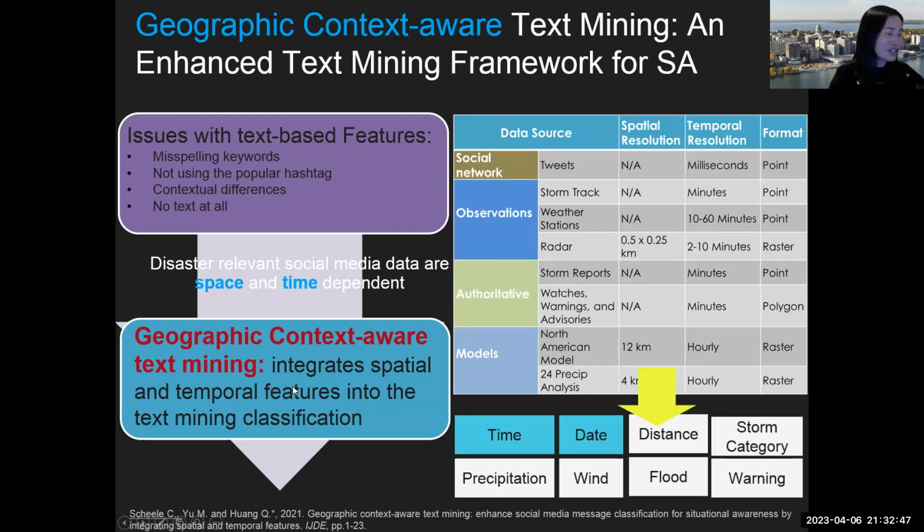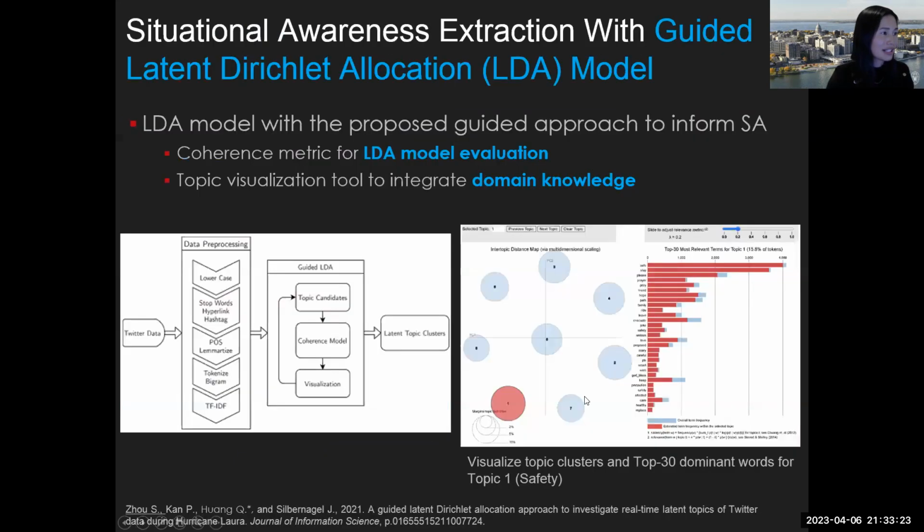to integrate spatial temporal features into the text mining classification process. Those features can be derived from a variety of data sources: the social media platform itself, physical remote sensing data sets, observation data sets, official sources such as storm reports, and physical simulation models. From those data sets, we can derive different temporal as well as spatial features such as distance, storm category, precipitation, wind, flood, warning, all of which can then be fed into the model training process.